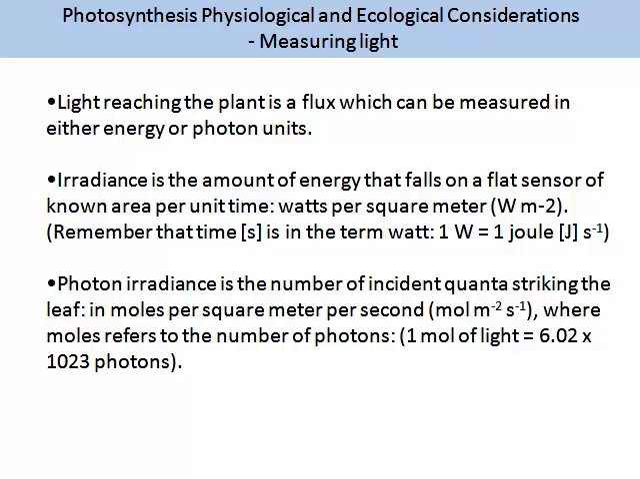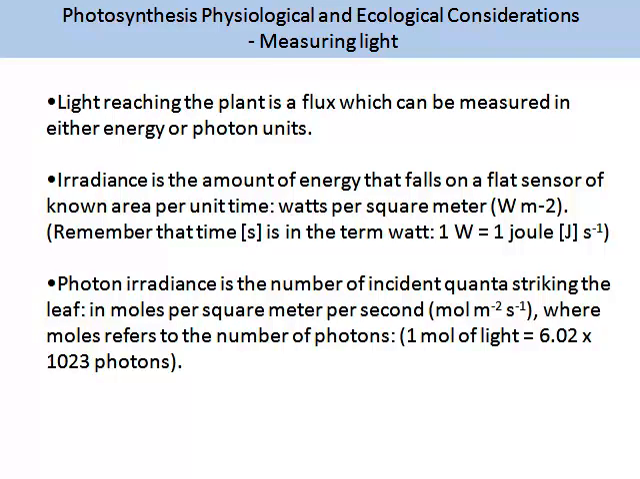Irradiance is the amount of energy that falls on a flat sensor of known area per unit time. Watts per square meter. Remember that time is in the term watt, therefore 1 watt equals 1 joule per second.